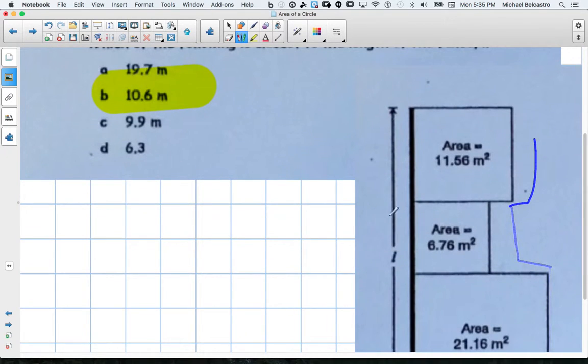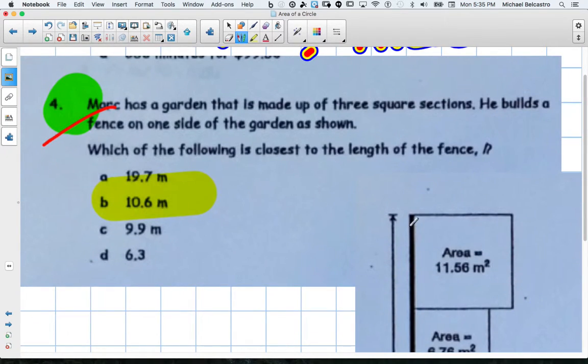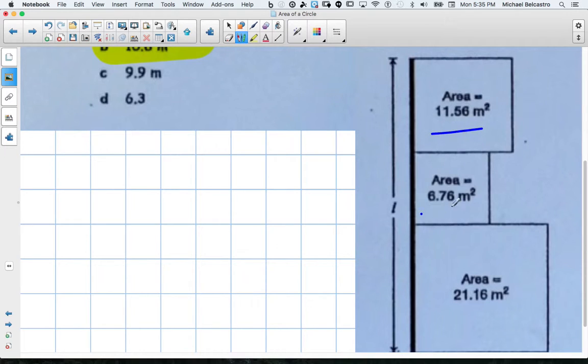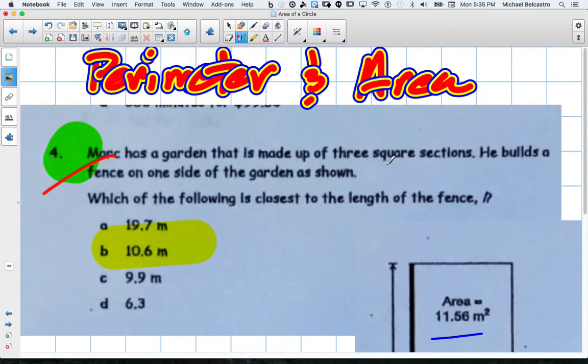Okay, so here's our letter R or L. We got to figure out the length of the fence. Well, they've given us 3 pieces of information. They've given us the area of each square section, and that's very, very important. Because we want to figure out what is the area of a square. What's the general formula for it?